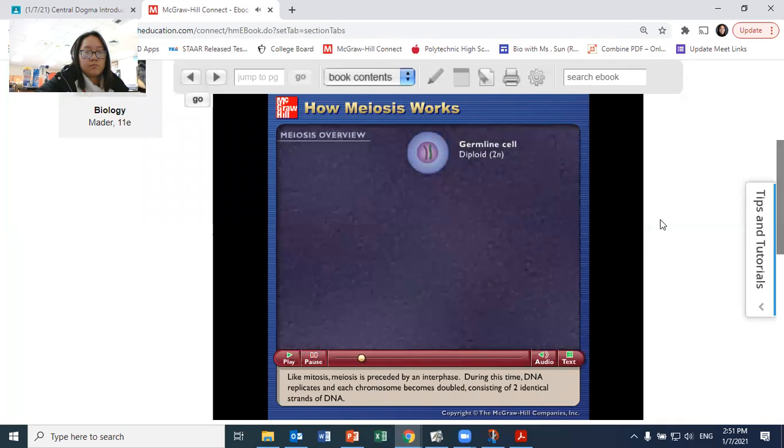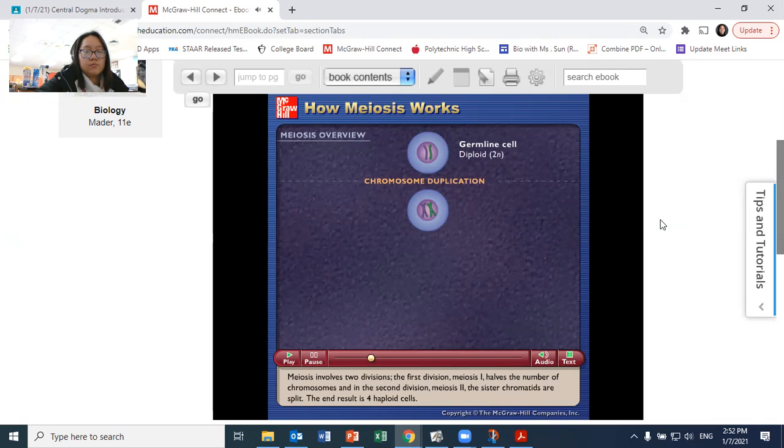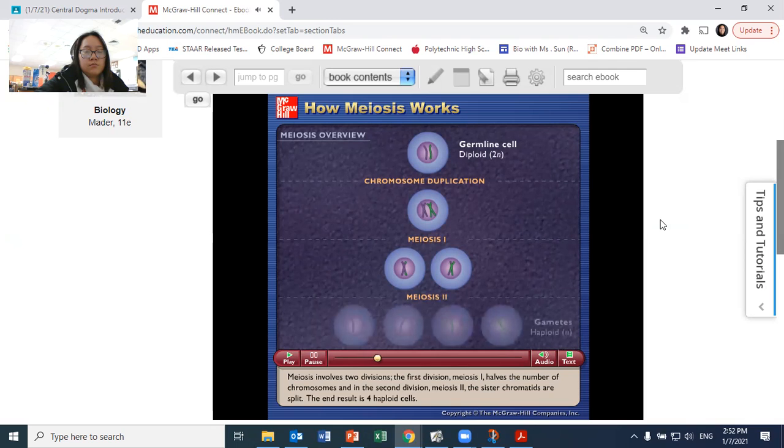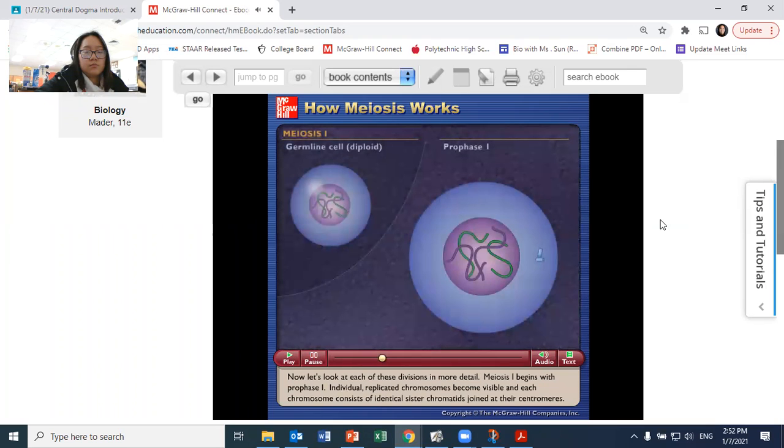Like mitosis, meiosis is preceded by an interphase. During this time, DNA replicates and each chromosome becomes doubled, consisting of 2 identical strands of DNA. Meiosis involves 2 divisions. The first division, Meiosis One, halves the number of chromosomes, and in the second division, Meiosis Two, the sister chromatids are split. The end result is 4 haploid cells. Now let's look at each of these divisions in more detail.